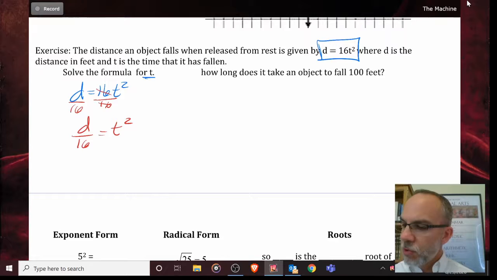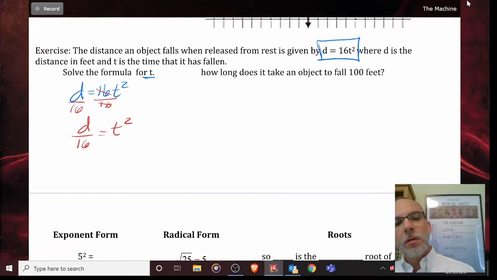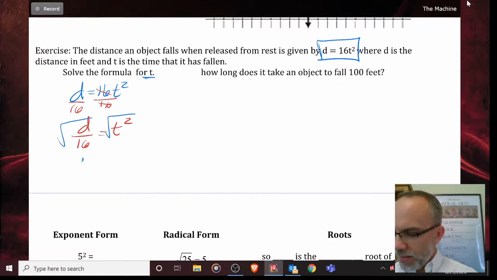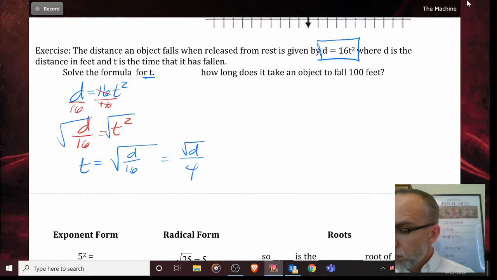Now how do I undo the square? I can't undo the square exponent until I get everything else but the exponent moved to the left. How do I undo t squared? Square root the left and square root the right. And so then I get t is equal to the square root of d over 16. Isn't that equal to the square root of d just over 4?